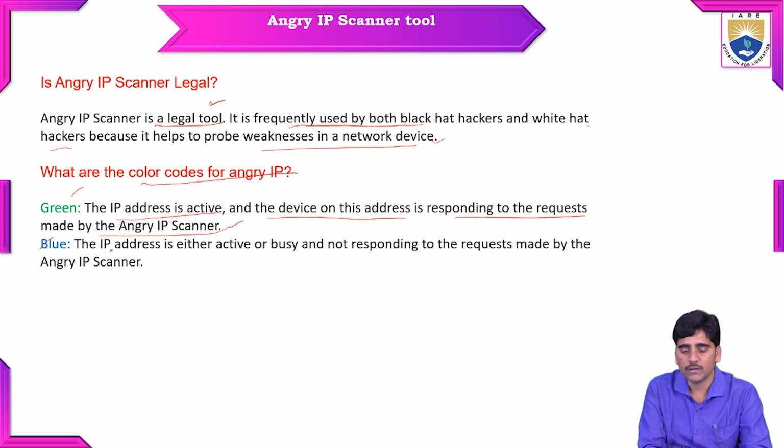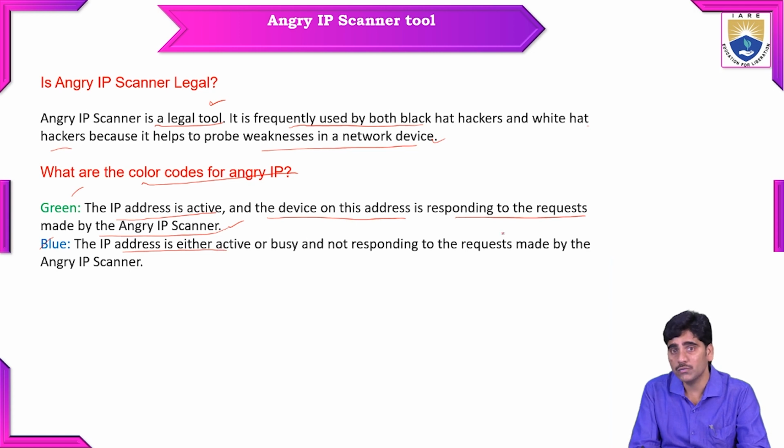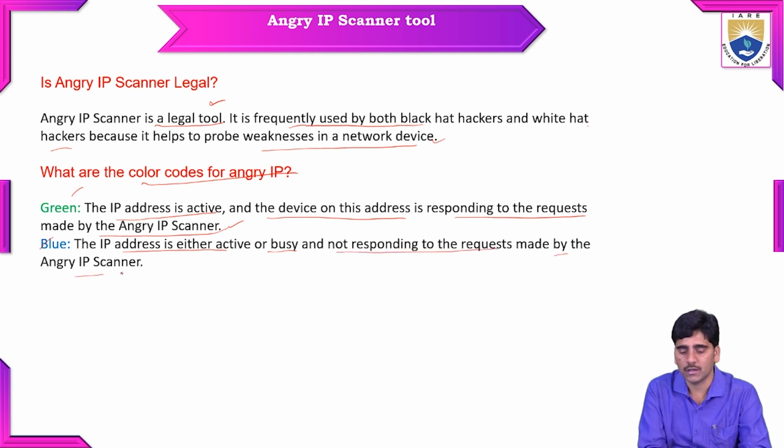And blue color means that the IP address is either active or busy, and not responding to the requests made by the Angry IP Scanner tool. Because until the IP address is active, Angry IP Scanner gets no response, so it does not respond to the requests.